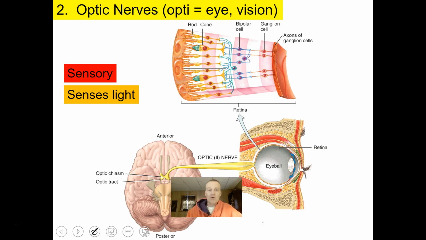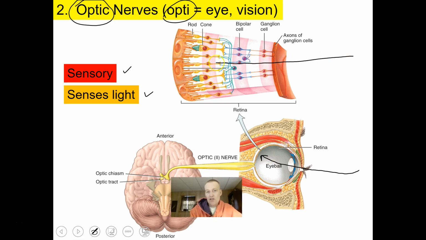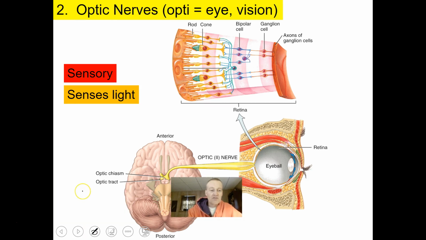All right, well, cranial nerve number 2 is optic, the optic nerve. Opti means eye or vision. This particular nerve is sensory exclusively, and it senses light signals that are entering into your eye. So light comes through, and it's going to strike the back of your eye called the retina, where you have rods and cones. These particular things sense the information.